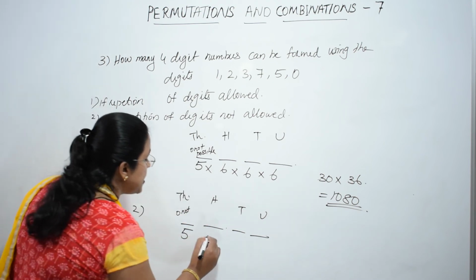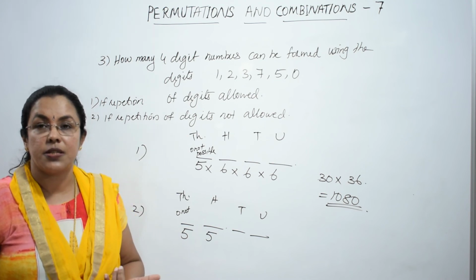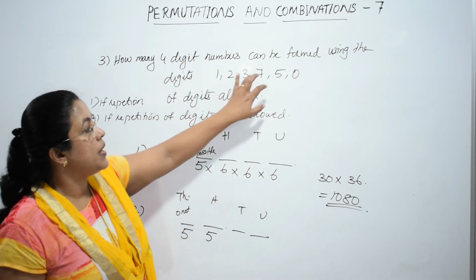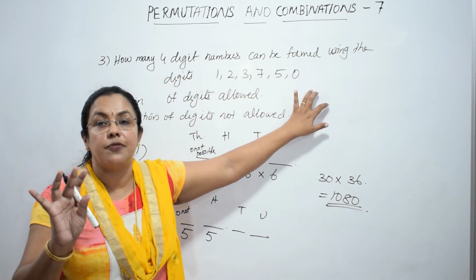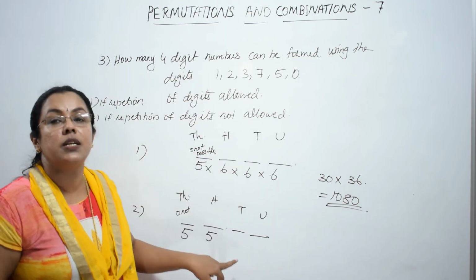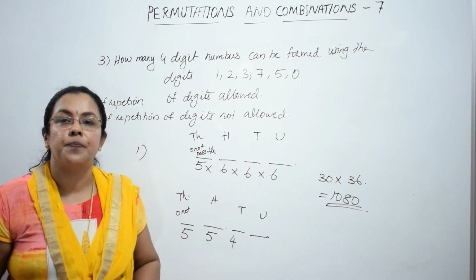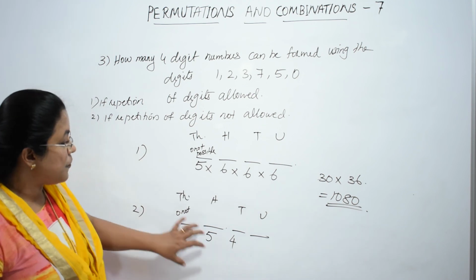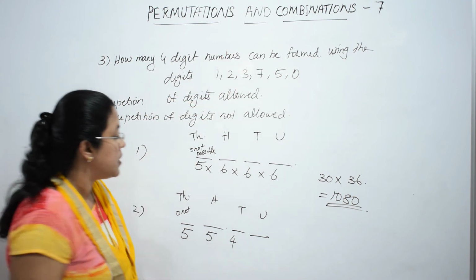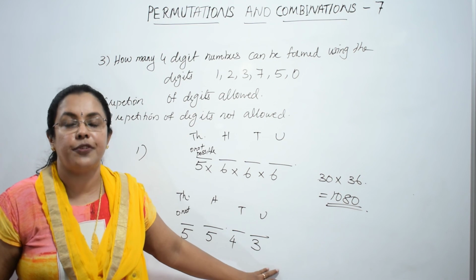That means hundreds place can also be filled using the 5 different digits. Now fix 2 digits here, 1 and 2. How many digits are left? 4 digits are left. If we fix any 2 numbers here, 4 digits are left for the tens place. So that can be done in 4 different ways. Okay. After fixing the 3 digits here, how many are left? 3 are left. So units place can be filled using the 3 digits in 3 different ways.